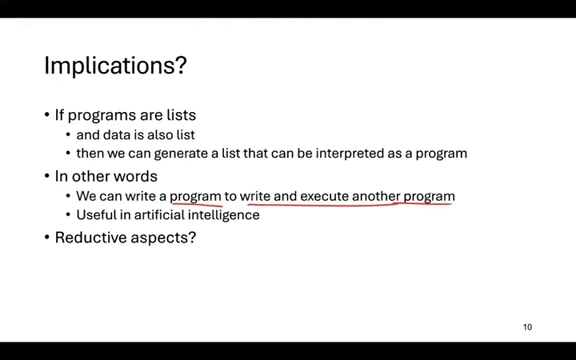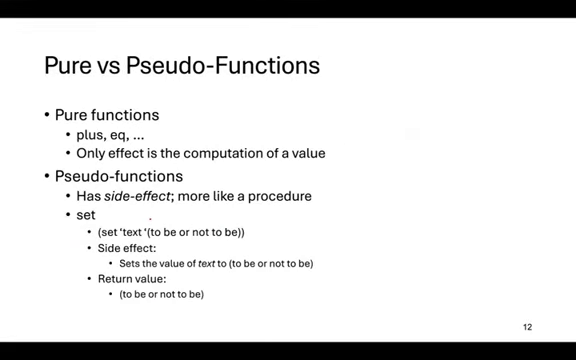So it just computed a value and gave you that value. But there are other functions called pseudo functions, which have side effects, more like a procedure. Think about the set function here, where we are trying to set "to be or not to be" into this text variable. It set the value of text to "to be or not to be", and it also returned that value. So now the text variable is holding "to be or not to be".